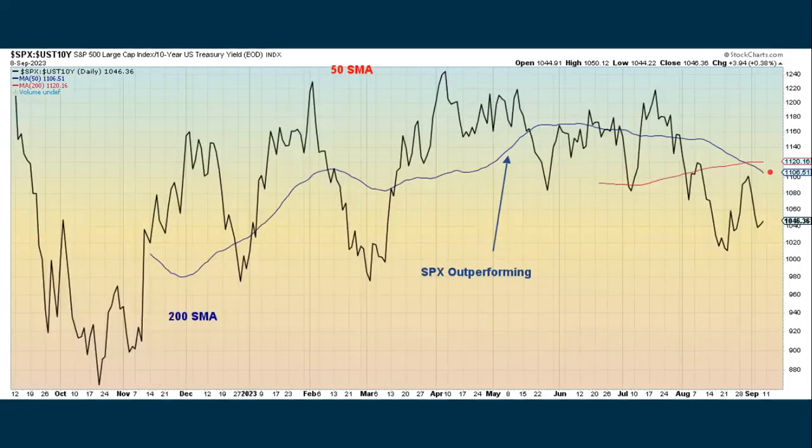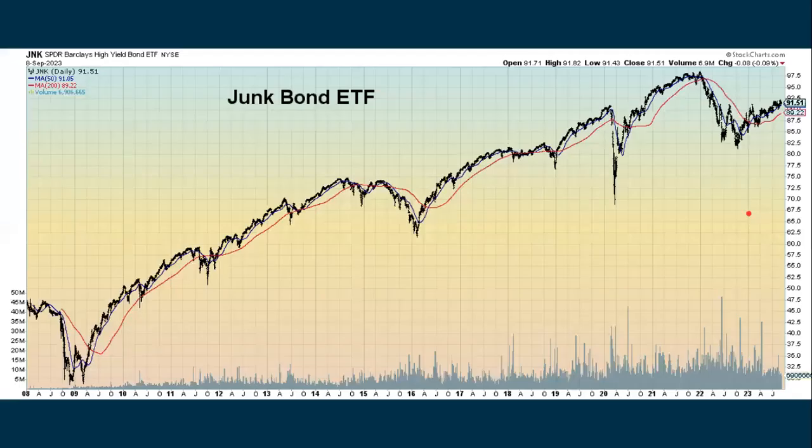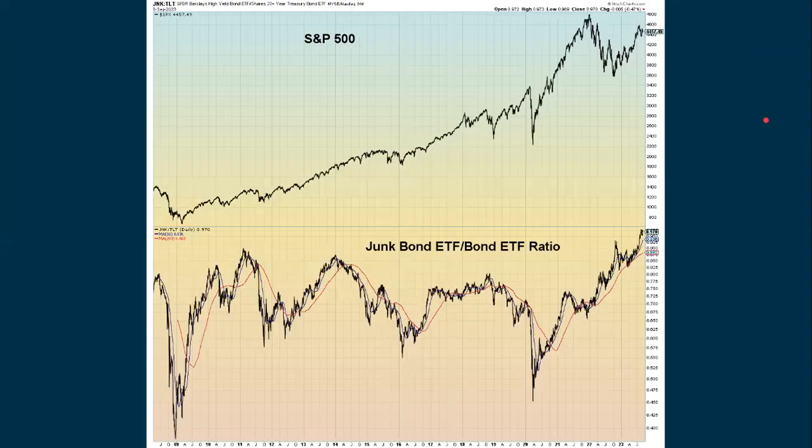And then we compare stock performance with bond performance, where we're starting to see a death cross here. We had been seeing the S&P outperforming the rise in interest rates. Now we're starting to see that go in a negative direction. We keep an eye on junk bonds, which continue to be in an uptrend. We compare junk bonds with government bonds, showing that junk bonds are outperforming.